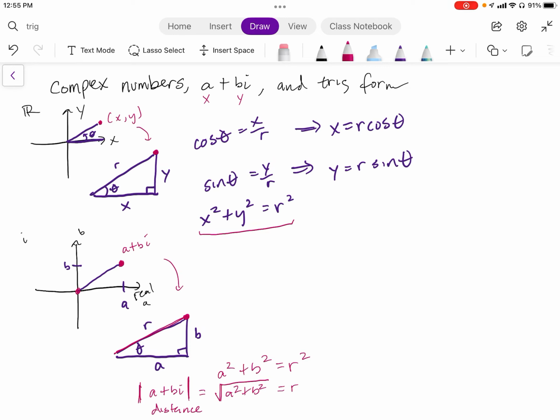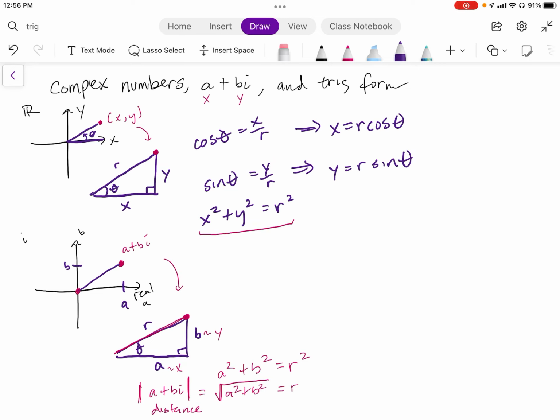Well, remember A was kind of like calling X, right? And B was kind of like calling it Y. I mean, if we were to think of the real plane, A kind of matches up with X and B matches up with Y. They're not the same, right? A plus BI cannot be graphed in the real plane XY, the XY plane, with our Cartesian coordinate system. However, the identities are the same, right?